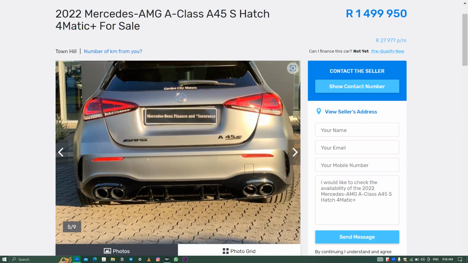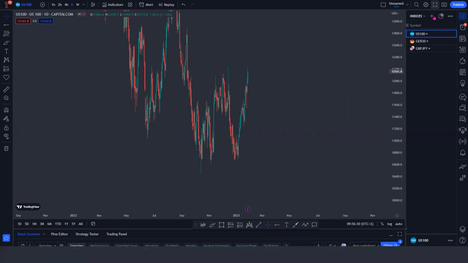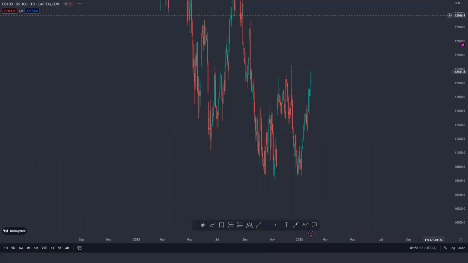So today I'm going to analyze US 100, which is Nasdaq, and I'm going to analyze GER30, and I'm going to analyze GBPJPY. So yeah, let's get it. Firstly, I'm going to start with Nasdaq.